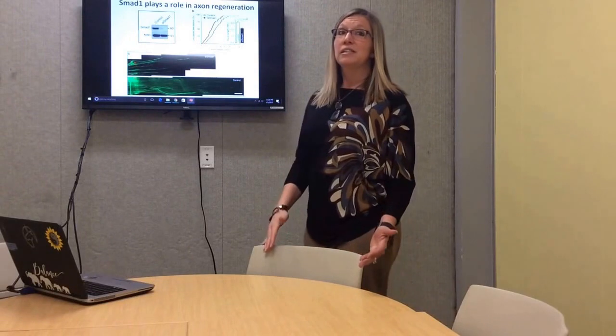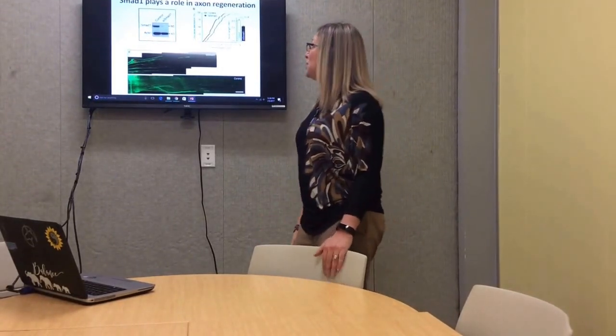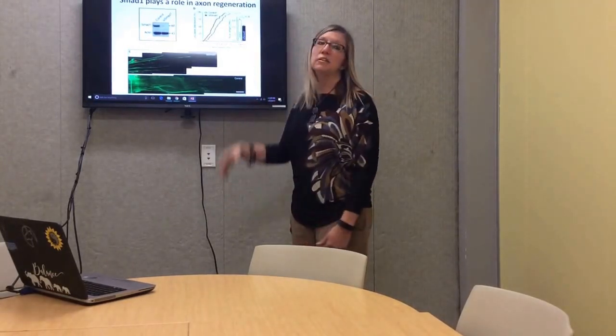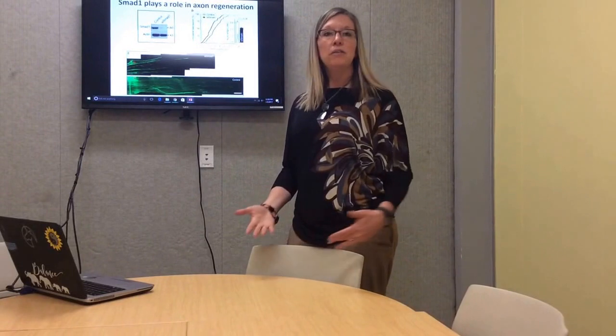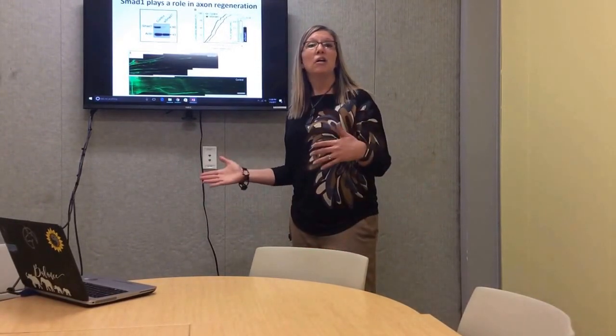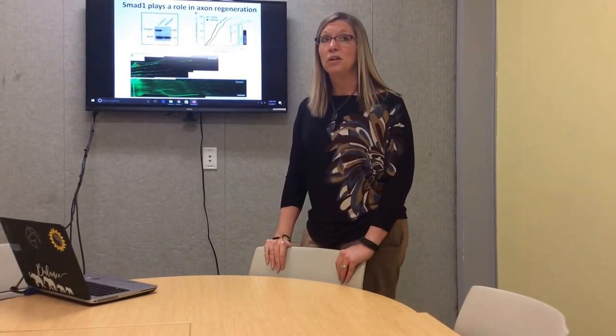This indicates that SMAD1 must play a role in axon regeneration because the axons are not growing as well after the injury. We also quantitated this, looking at both the number and the length, and that data supported what we saw in the actual nerve when we looked at GFP fluorescence using confocal microscopy. So we are very surprised actually to see that our hypothesis is supported.